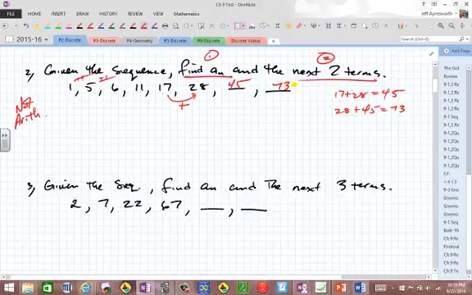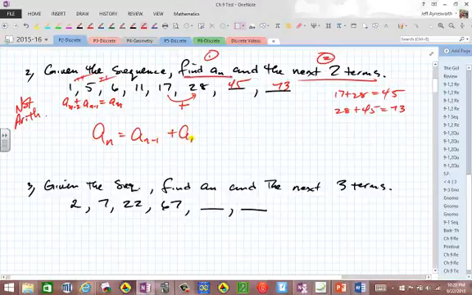See, if this is a sub n, this is a sub n minus 1, and this is a sub n minus 2. You add these two and you get this one. So a sub n equals a sub n minus 1 plus a sub n minus 2.